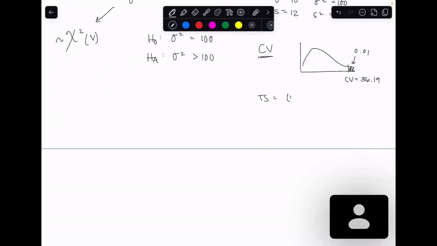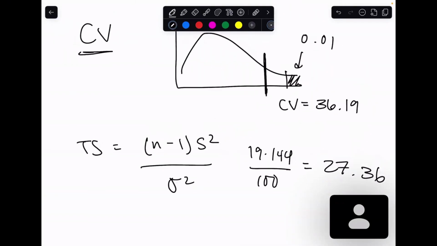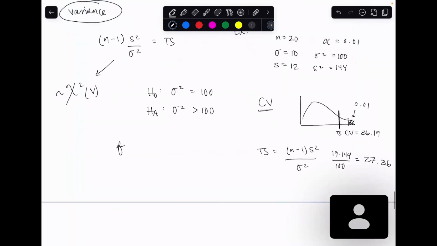So our test statistic is, like we said, n-1 times s squared all over sigma squared, which if we plug that in is just gonna be 19 times 144, all divided by 100, which is equal to 27.36, which lies right here. So do we fail to reject or do we reject? 144 divided by 100, this is our test statistic. So we fail to reject. Exactly, we're gonna fail to reject.